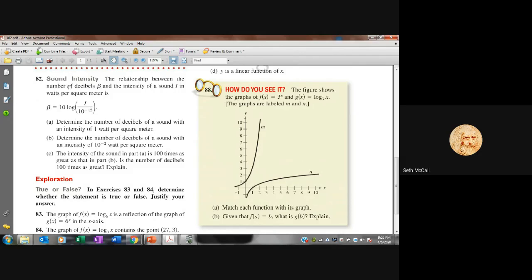So it says the relationship between the number of decibels, beta, and the intensity of a sound, I, in watts per square meter is beta equals 10 times log of I over 10 to the negative 12th. It says determine the number of decibels of a sound with an intensity of 1 watt per square meter. So the intensity is 1. So we're going to plug a 1 in right there.